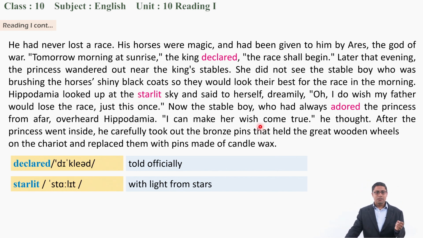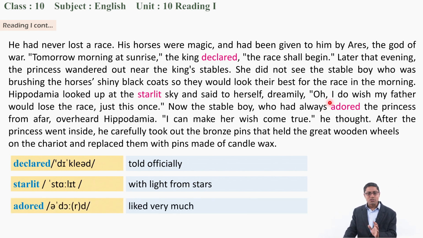Means she wanted to marry Pelops and make him the king. See there. Now the stable boy, who had always adored the princess from afar, overheard Hippodamia. Means the boy who used to take care of the horses there. He adored, means he liked her very much. So he heard Hippodamia's wish and he thought, "I can make her wish come true."